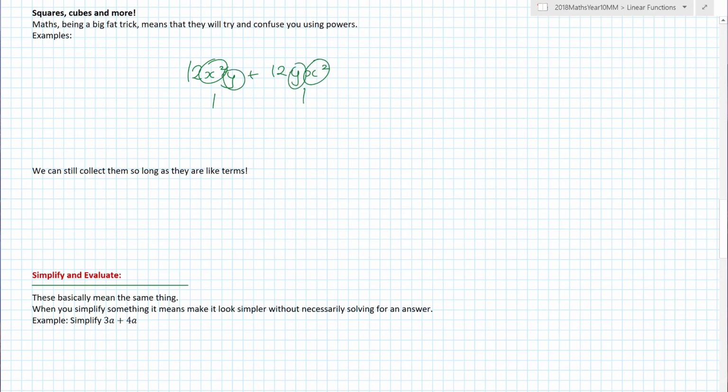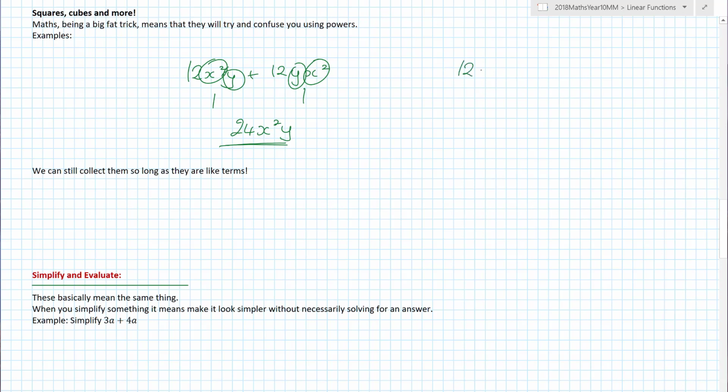So I can add those together to give me 25 x squared y. Lots of people, I'm sure, think that when you add x squared y and x squared y, you get x squared y to the power of 4. No. When you multiply, you do. But when you add, it just stays, right?